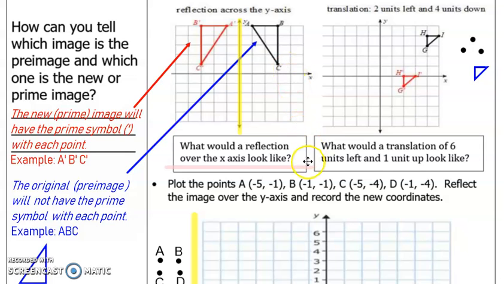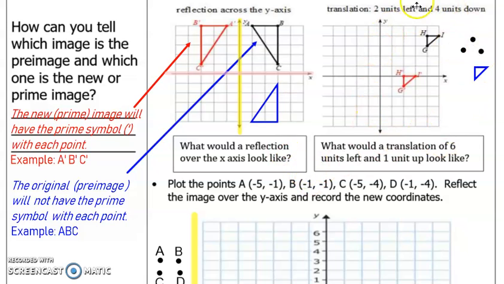So what would a reflection over the x-axis look like? I'm going to highlight the x-axis in pink here. And if I were to flip triangle ABC over the x-axis, instead of flipping right to left like before, this would be flipping up to down. So that's going to look something like this if it were to be flipped over the x-axis.